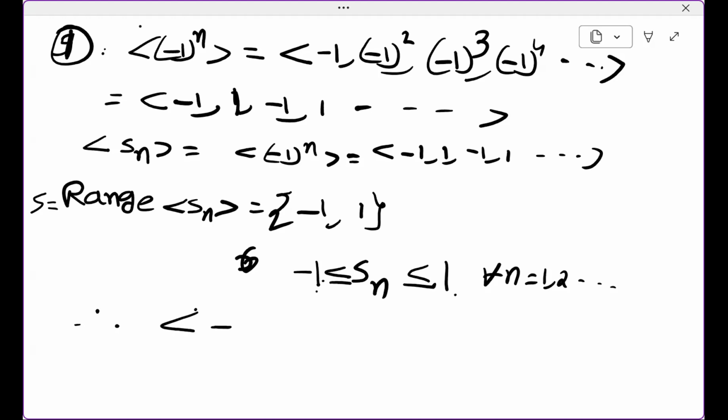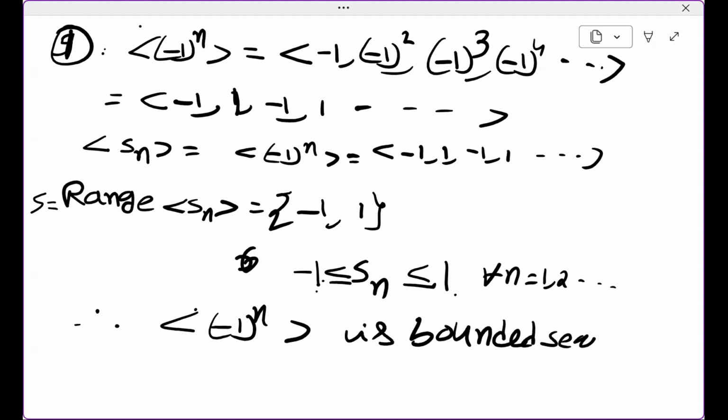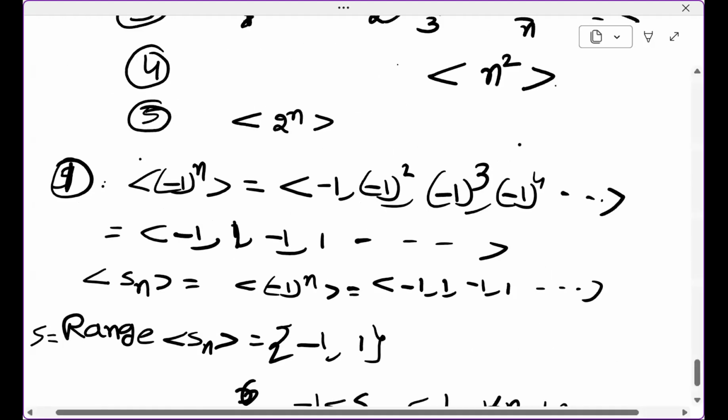So the sequence is bounded. Whereas for -5 whole power n, when we have taken, neither a lower bound exists nor an upper bound exists; it is neither bounded below nor bounded above. But here it has a lower bound as well as an upper bound. Yes, a bounded sequence. Most of you have answered this. What is the range? -1, 1. So don't think -2 power n is bounded like that. Only -1 power n is bounded.